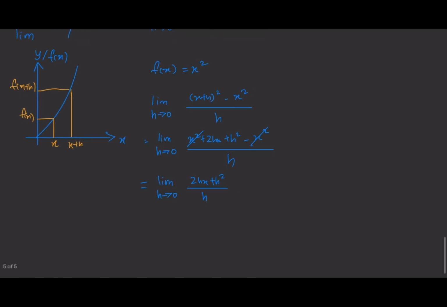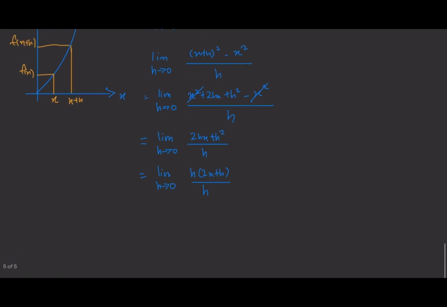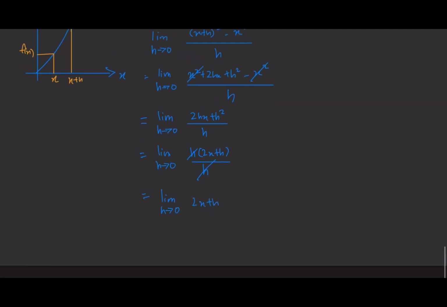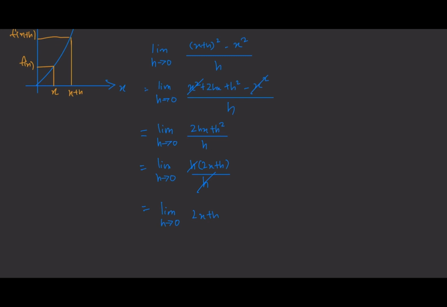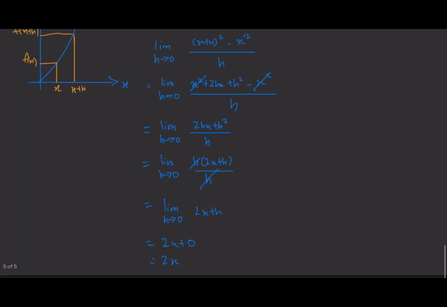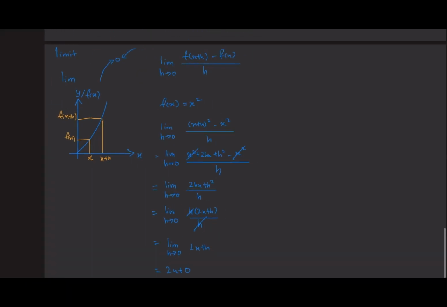The limit as h approaches 0 of 2hx plus h squared over h. We can further simplify, since we have h as a common factor: the limit as h approaches 0 of h times 2x plus h, divided by h, which means we can cancel out this h. The limit as h approaches 0 of 2x plus h. Now, as h approaches 0, we substitute h as 0, so it equals 2x plus 0, which equals 2x. And there we go. We have the derivative of the function, right?